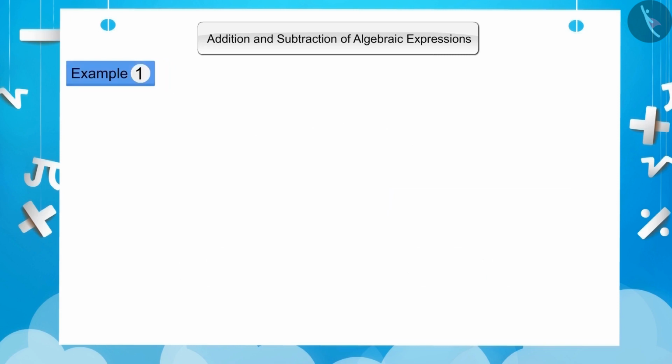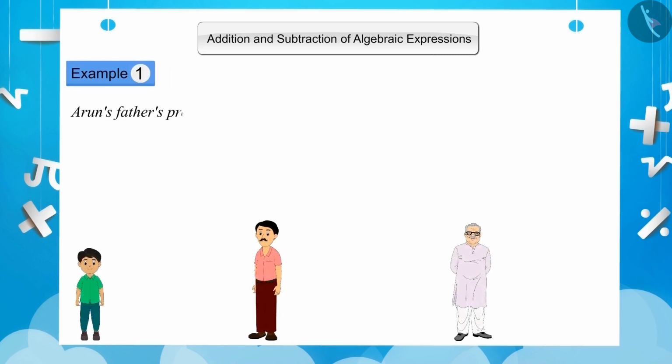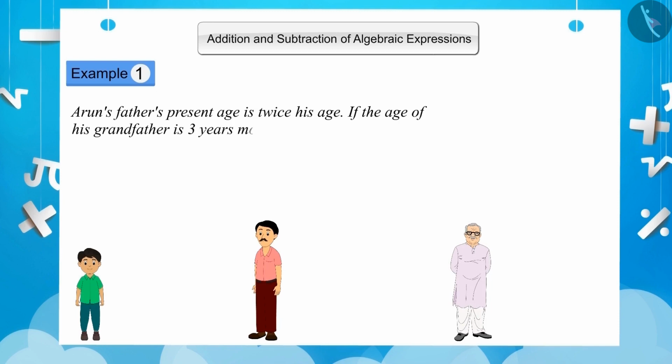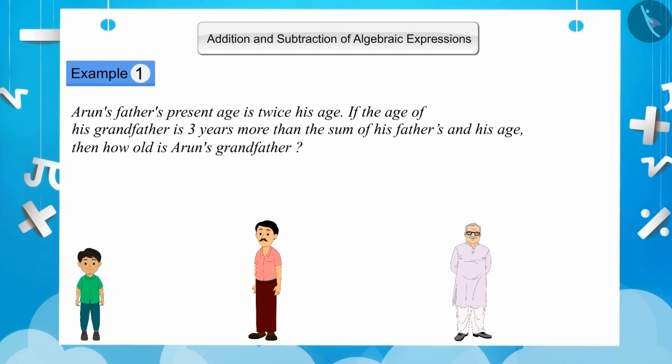Example 1. Arun's father's present age is twice Arun's age. If the age of Arun's grandfather is 3 years more than the sum of Arun's and his father's age, then how old is Arun's grandfather? Suppose Arun's age is A years. So Arun's father's age is equal to 2 times A, which is equal to 2A.